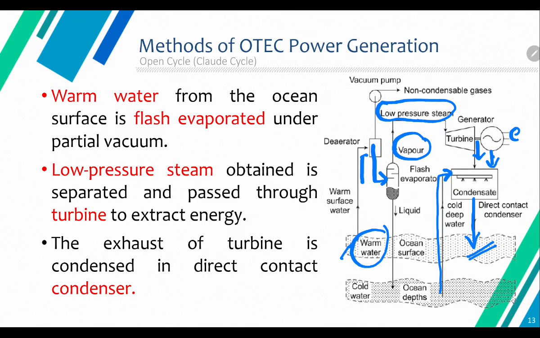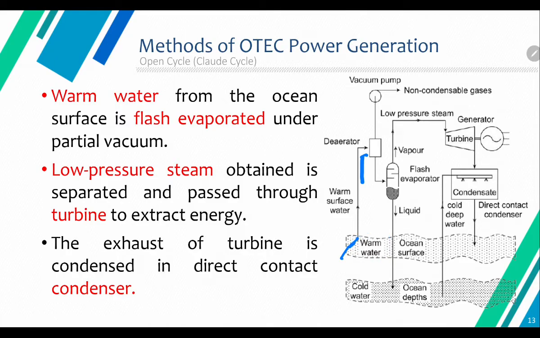So this is an open system. How is it an open system? Here the fluid, the water, is not repeatedly used. Once it is taken, it goes again to the ocean only. There is no reusing happening here. So it is called an open cycle. Hope you are clear with that.